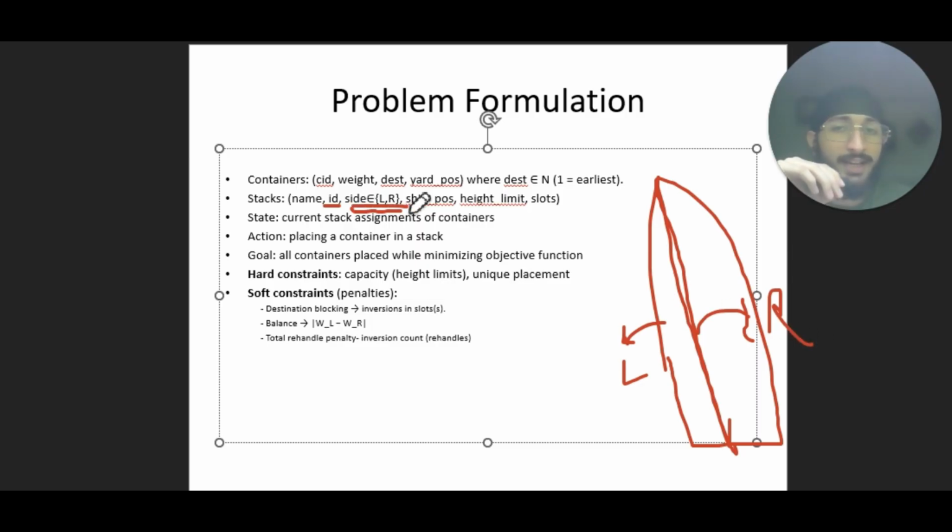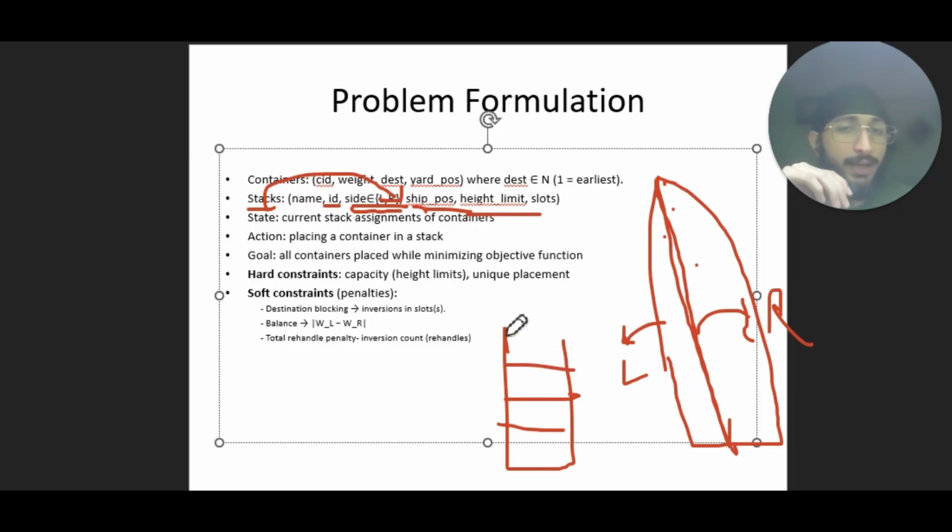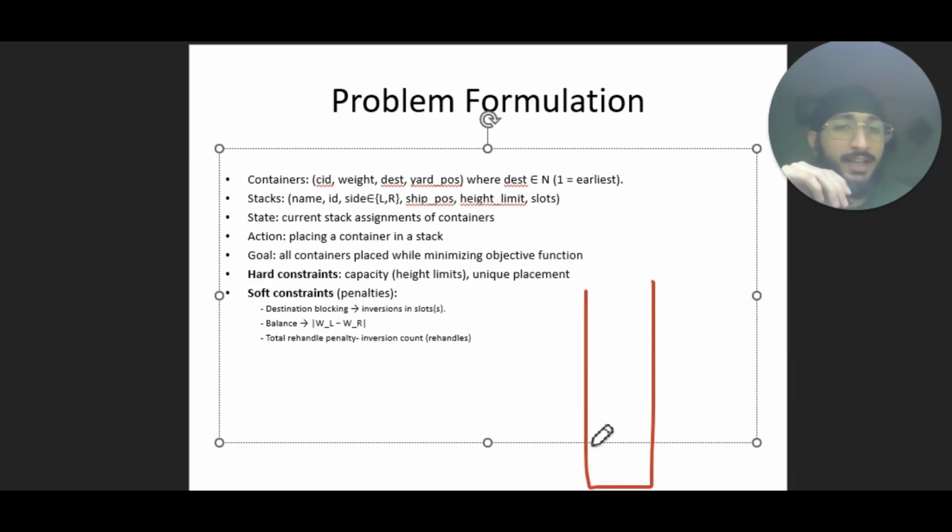So basically, the side to which this particular stack belongs, and the ship position, that is, on which position of the ship this stack is present. On the ship also it has a coordinate axis. So we define the position at which the stack is present by ship position, and the height limit of each stack. Each stack would have a height limit; beyond that height limit, we cannot place containers. And for each stack I have slots. These are ordered bottom to top, in which the containers will go. All these slots will be filled by the containers. So these are the two data classes that I've used.